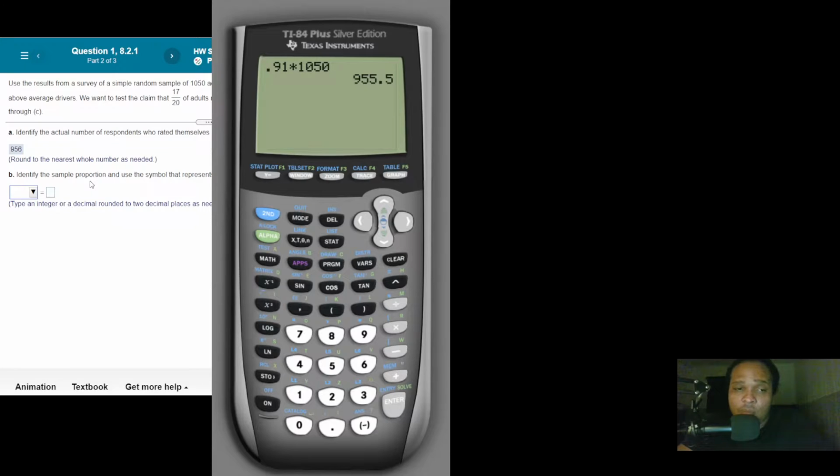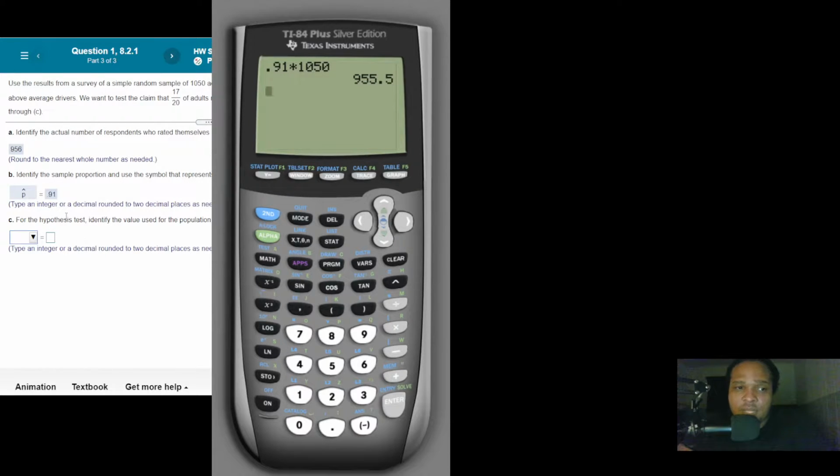Identify the sample proportion and use the symbol that represents it. The sample proportion is the 91%. They also call that p hat. So it all ties in together. So just get familiar with the lingo here. So we have p hat. Let's find p hat. There it is, p hat, and whatever number was associated with it. So sample proportion is p hat. All right. So 0.91.